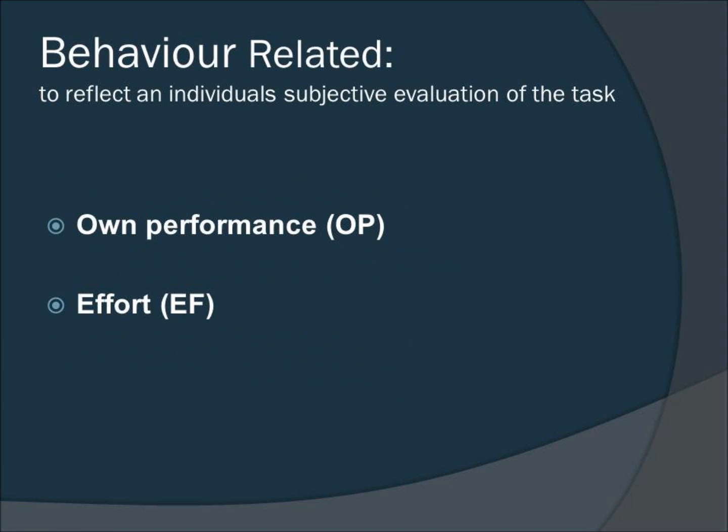The behavior-related scales. These are used to reflect an individual's subjective evaluation of the task. They include own performance and effort. Own performance represents an individual's self-perception of how they did on the task. Although there is a high chance for bias and poor reliability in measuring someone's rating of their own performance, when paired with the rest of the rating scales in combination, it can give the most insight into the subjective measure of mental workload for a task.